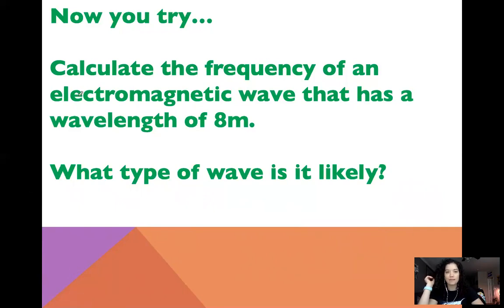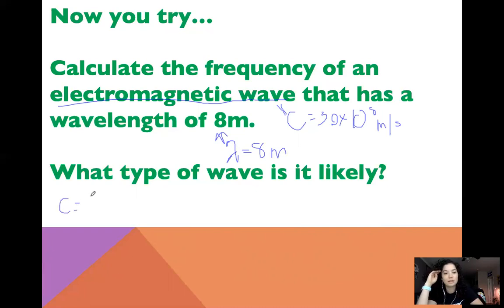So it's an electromagnetic wave. So we know that it's traveling at C, 3.0 times 10 to the 8 meters per second. We've got our lambda, which is 8 meters, because it's giving me a wavelength, that's lambda. So we're going to set up our equation. C equals lambda F, okay? So 3.0 times 10 to the 8 equals 8 times F. If we want to get F by itself, we have to divide both sides. Divide by 8. Use your handy dandy calculadora.